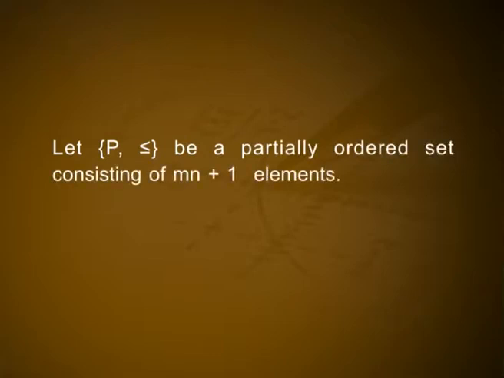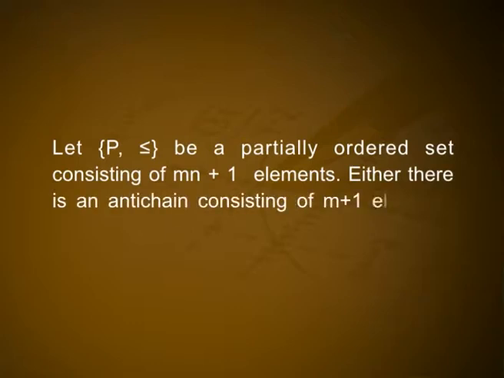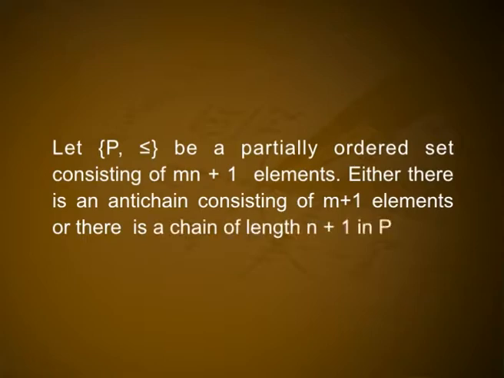By the induction hypothesis, P minus M can be partitioned into n minus 1 disjoint anti-chains. Thus, P can be partitioned into n disjoint anti-chains. Corollary: let (P, ≤) be a partially ordered set consisting of mn plus 1 elements. Either there is an anti-chain consisting of m plus 1 elements or there is a chain of length n plus 1 in P.